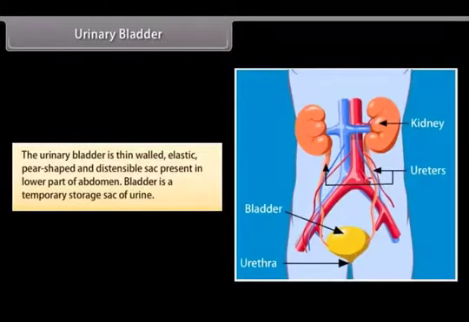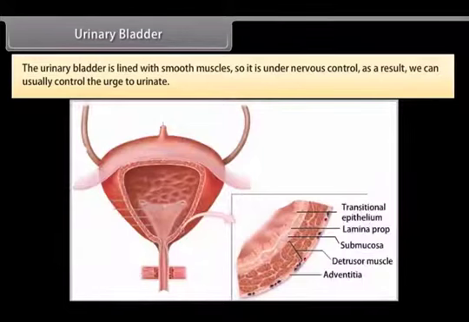Urinary bladder. The urinary bladder is a thin-walled, elastic, pear-shaped and distensible sac present in the lower part of abdomen. Bladder is a temporary storage sac of urine. The urinary bladder is lined with smooth muscles, so it is under nervous control. As a result, we can usually control the urge to urinate.